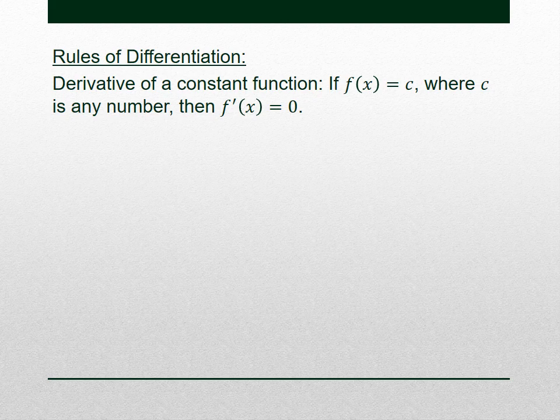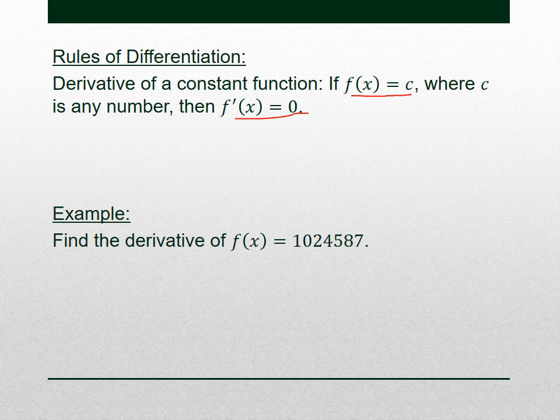We're also going to identify here some rules for derivatives that we would just use if we needed to take a derivative. The first rule is that the derivative of a constant, if f of x is a constant, then the derivative is 0. So for example, if f of x is 2,024,587 or any other number, then f prime of x is 0. So the derivative of a constant is 0.